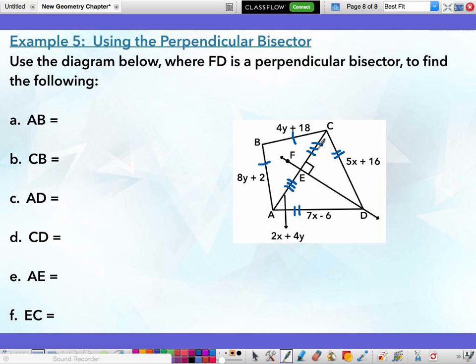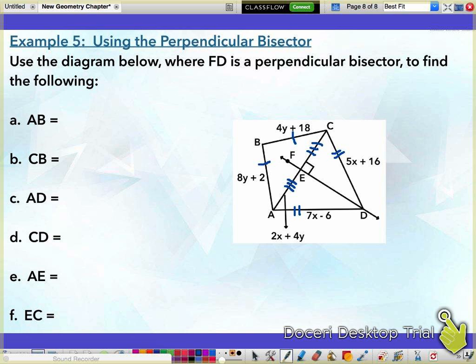Okay, so how am I going to find AB? What do I need to find first? You guys can answer me. Y. I need to find Y first. Okay, so 8Y plus 2 equals 4Y plus 18.